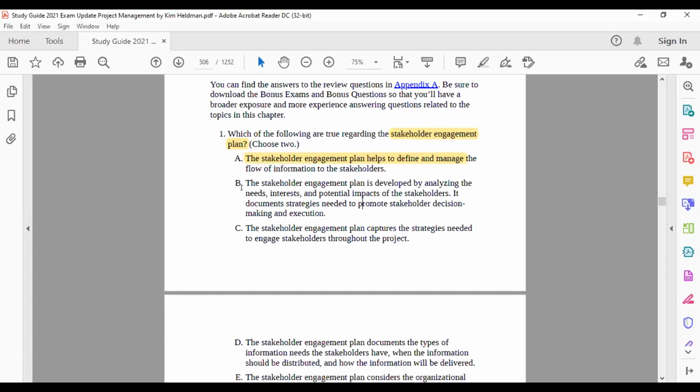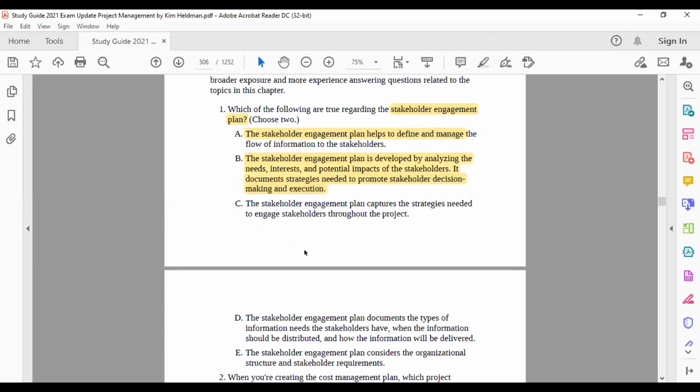If you go to B, the stakeholder engagement plan is developed by analyzing the needs, interests, and impacts of the stakeholders. It documents the strategies. Yes, this is the perfect answer, correct? So B is the right answer, but we have to select how many? 2 answers. Let's go next. A stakeholder engagement plan captures the strategies needed to engage the stakeholder. This seems to be the right answer also.